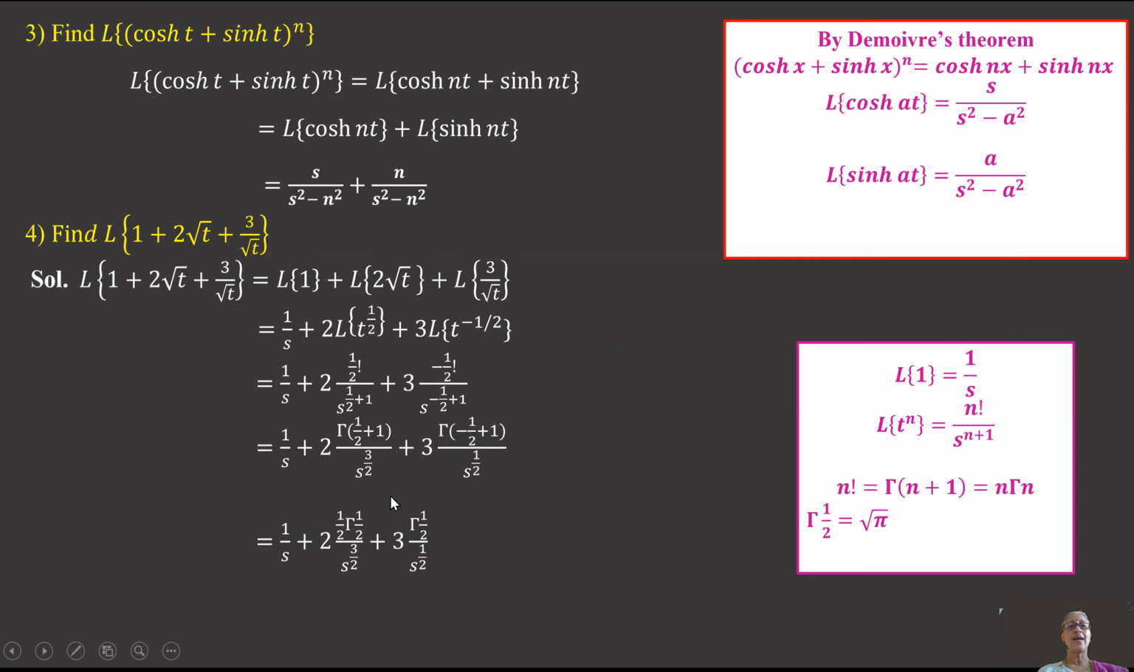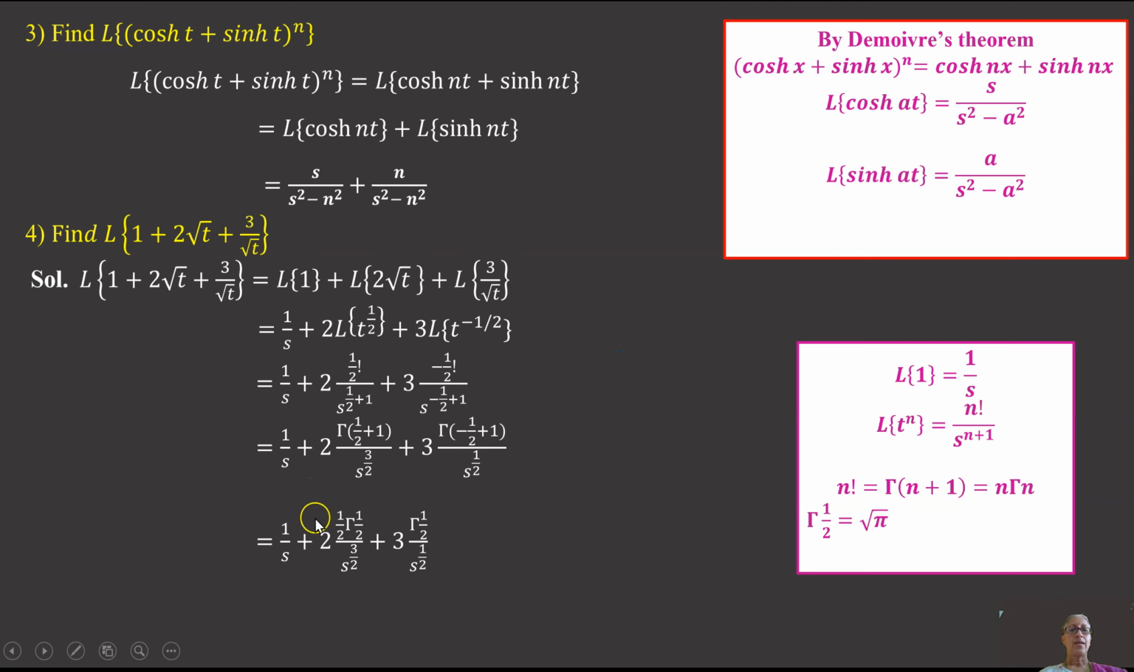Now, here gamma (n plus 1) can be written as n gamma n. So here in this numerator, you can write gamma (1 by 2 plus 1) as 1 by 2 gamma (1 by 2) upon s power 3 by 2. So we have applied gamma (n plus 1) equal to n gamma n here to this numerator of second term. But here third term, numerator of third term, we have simplified directly. That means minus 1 by 2 plus 1 gives plus 1 by 2. So here directly we have written gamma half.